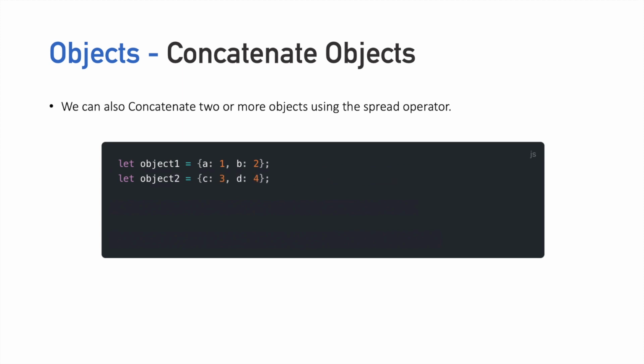And we create object 2 with properties c and d with values 3 and 4 respectively. Now if we want to concatenate object 2 at the end of object 1, we can do this by making object 1 equal to an object in which we expand the properties of object 1 followed by the properties of object 2. And when we console.log object 1, we'll get the output as an object which contains both properties of object 1 followed by properties of object 2. Therefore, we have successfully concatenated 2 objects using the spread operator.